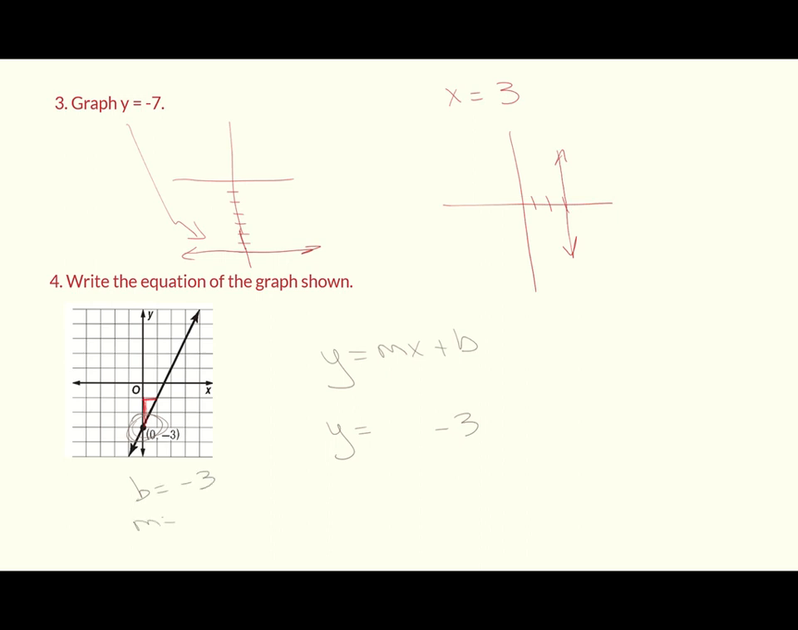And your slope, if I count from -3 up and over to another intersection point, I would go up 2 over 1. So my slope is 2. So y equals 2x minus 3.